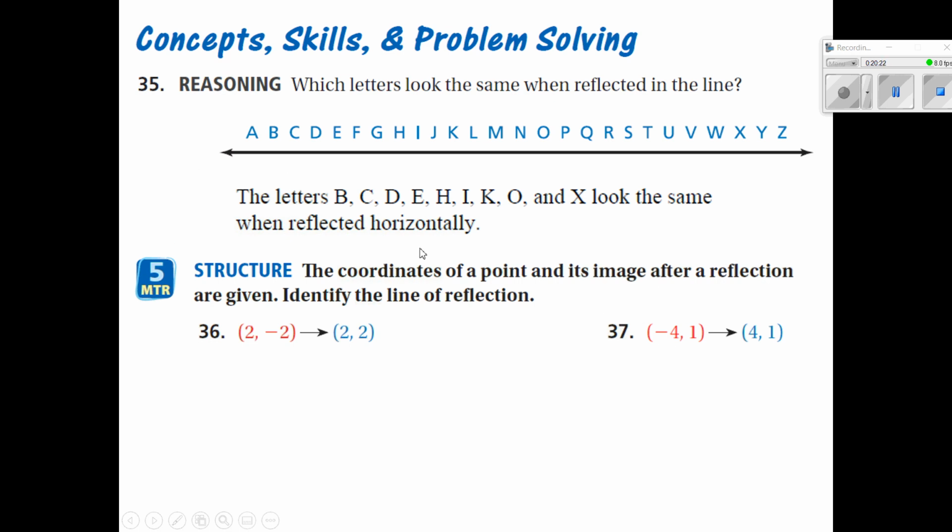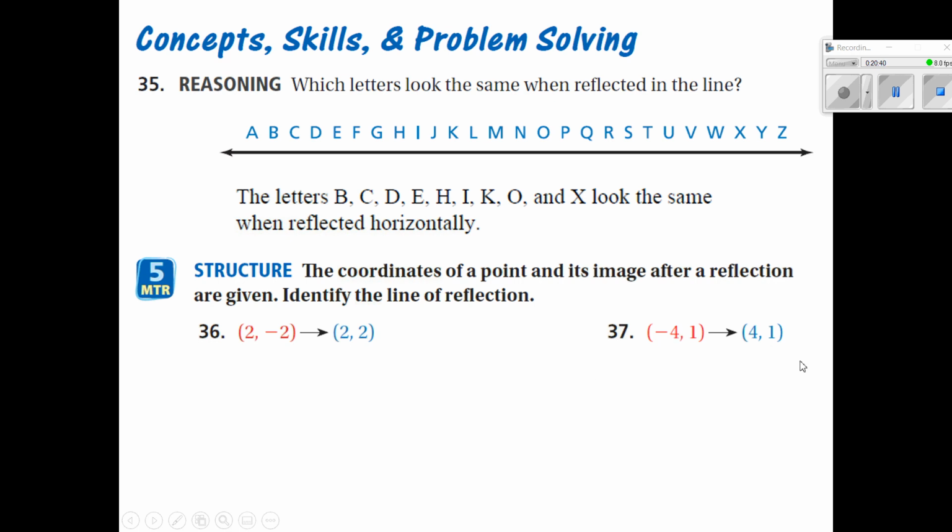Number 37, though, says the coordinates of the point and its image after a reflection are given. Identify the line of reflection. Well, if this is 4, -4, and 1, this is 4 and 1, it means that this was at -4 on the x-axis.